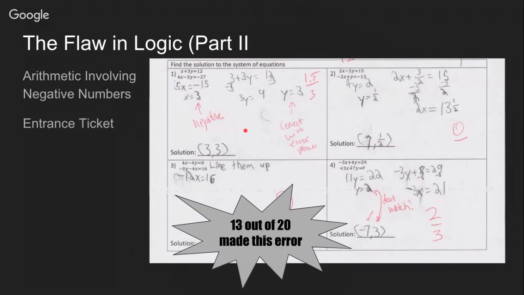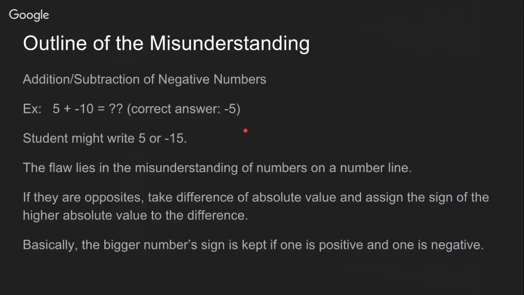So parents, what can we do to help these students? Well, first of all, we need to understand it. So we're going to give a short explanation here. Subtraction of negative numbers was one of the issues. If I was to add 5 to -10, the student was writing 5 or -15, and the flaw lies in not understanding the numbers.